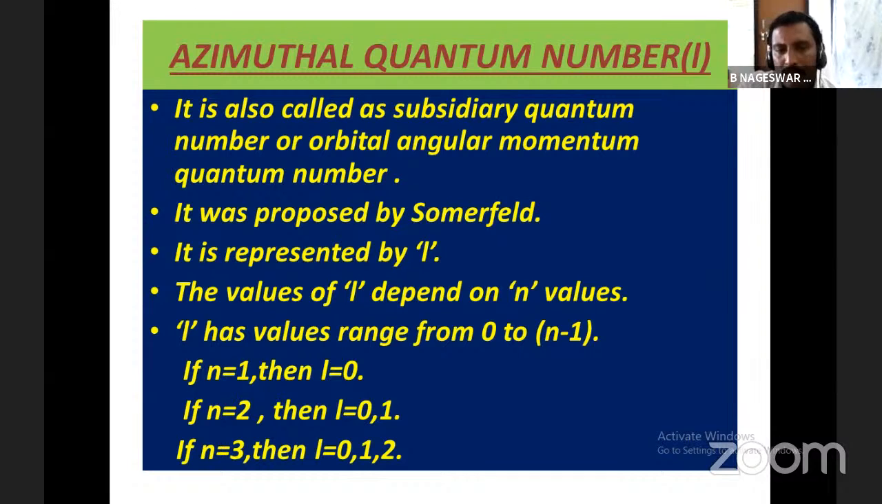Okay, if n is equal to 1, then n minus 1 means 1 minus 1. Then what we will get? L is equal to 0. If we are taking n is equal to 2, then L is equal to 0, 1. If n is equal to 3, then we can get L is equal to 0, 1, 2. How are we getting this, children? Easily we are getting it from n minus 1, because already we know L has values ranging from 0 to n minus 1. It is simply about the azimuthal quantum number.